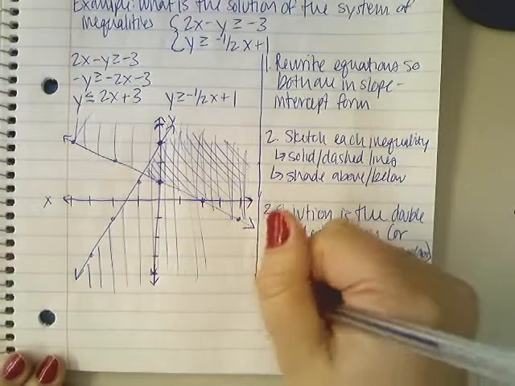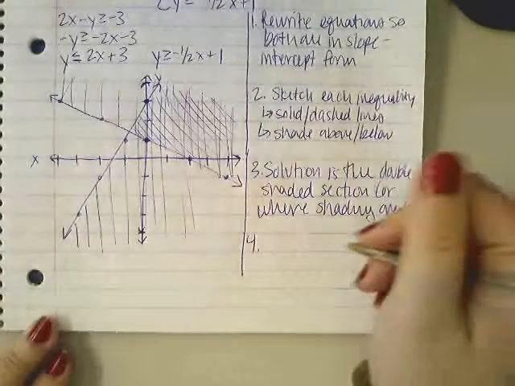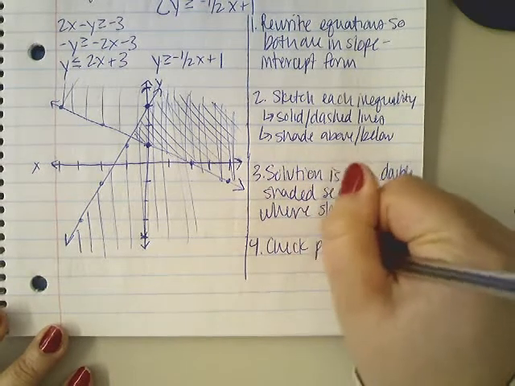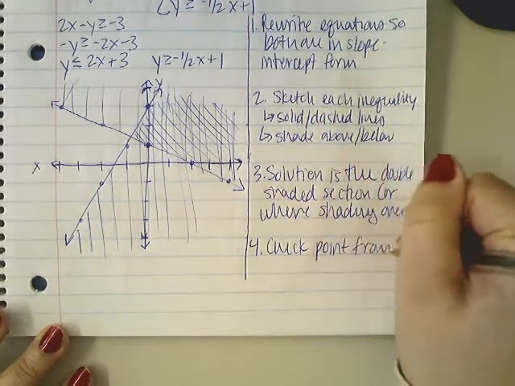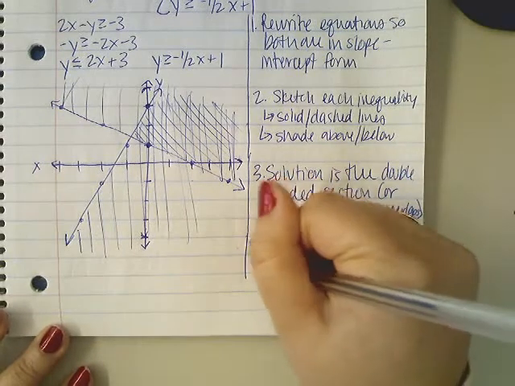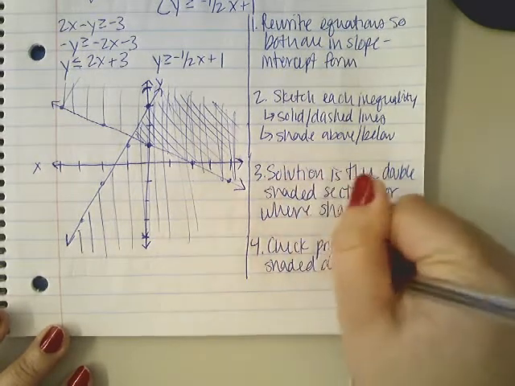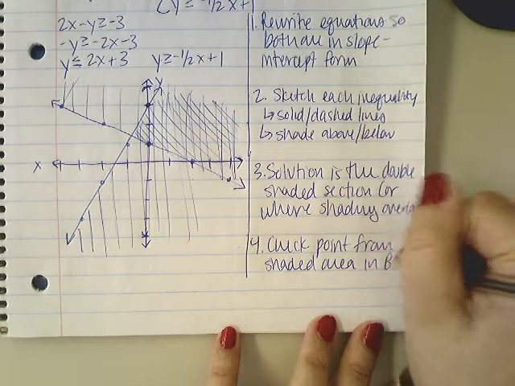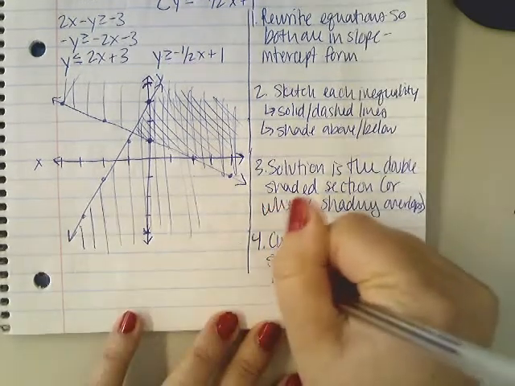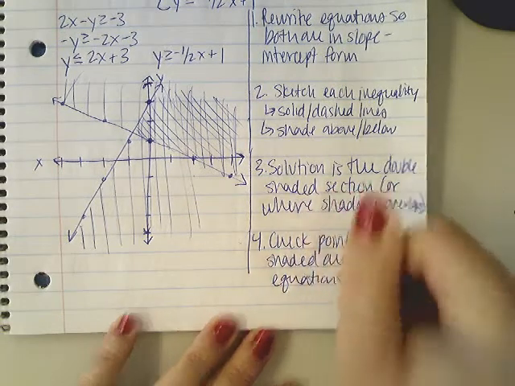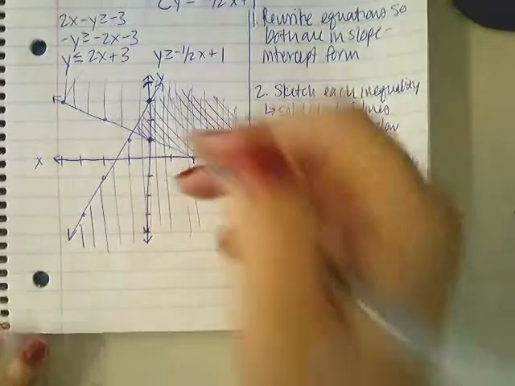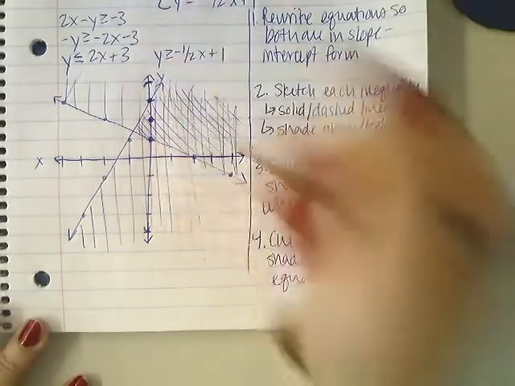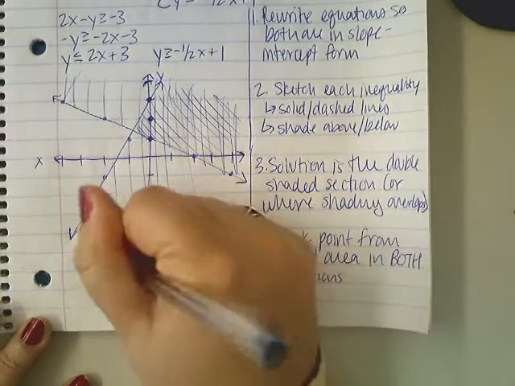But just to verify, for step 4, I want us to check a point from the double shaded region. I'm going to check a point from the shaded area in both equations. There's a few different points. You could choose any point that's in this double shaded section. I'm going to choose one of the easiest ones that's on the axis. So I'll choose 0, 2 as my point, my checkpoint or test point.